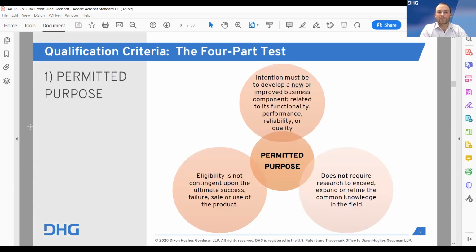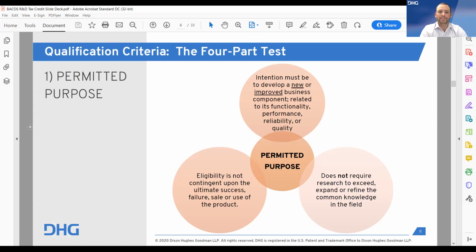The first test is called permitted purpose. So the purpose of this test must be for developing new or improved functionality, reliability, quality, performance. It has to be some functional attribute that you're looking to either improve upon or overall develop within your business. And this can be either used in your business or can be held for lease, license, or sale to customers. So it doesn't have to be something that's just sent to the marketplace. You could also use it within your own company.